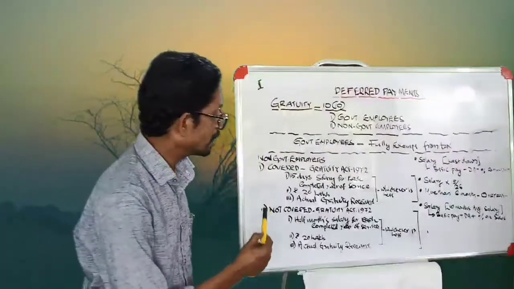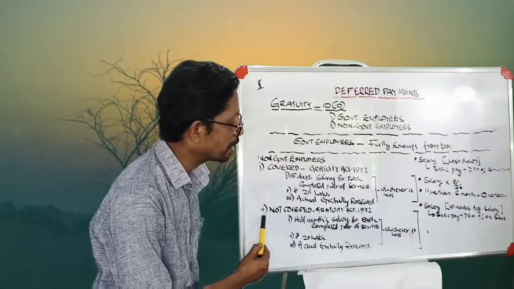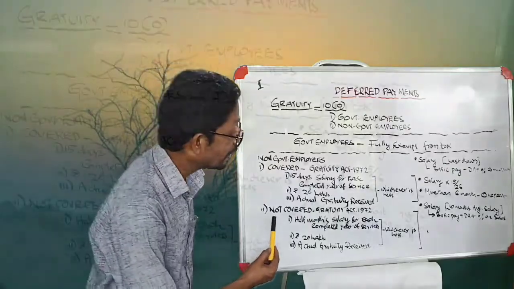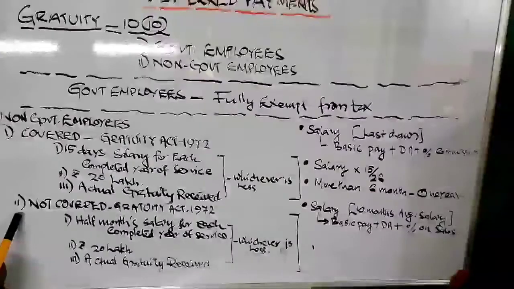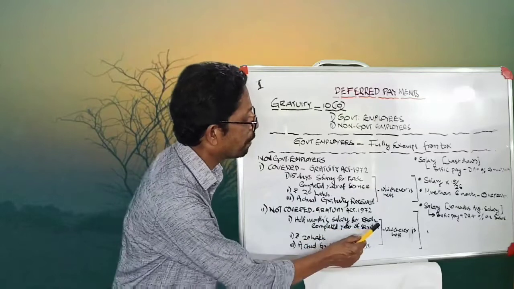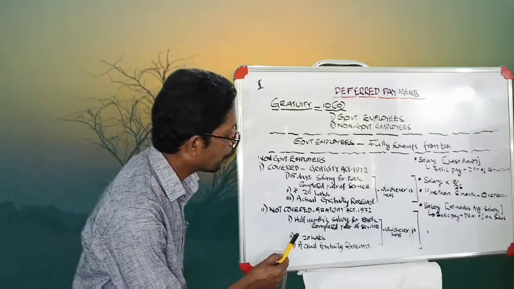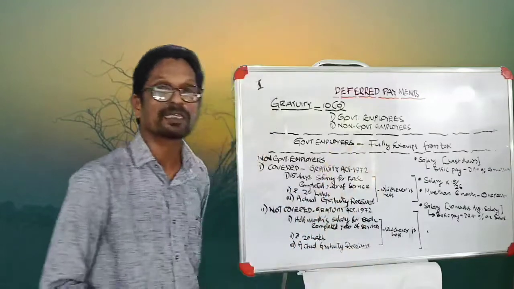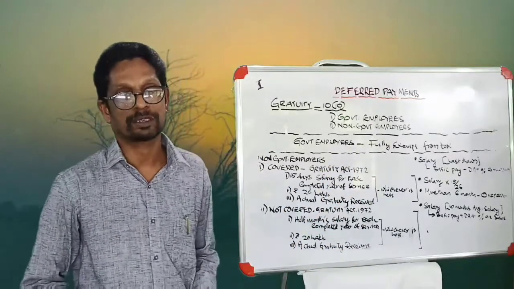Now the second category: the people who are not covered by the Act of 1972. In this case also we can see 3 figures, and the least figure will be exempted. So what are the 3 conditions here? Half month salary for each completed year of service, or rupees 20 lakh, or actual gratuity received, whichever is less, is exempted from tax.